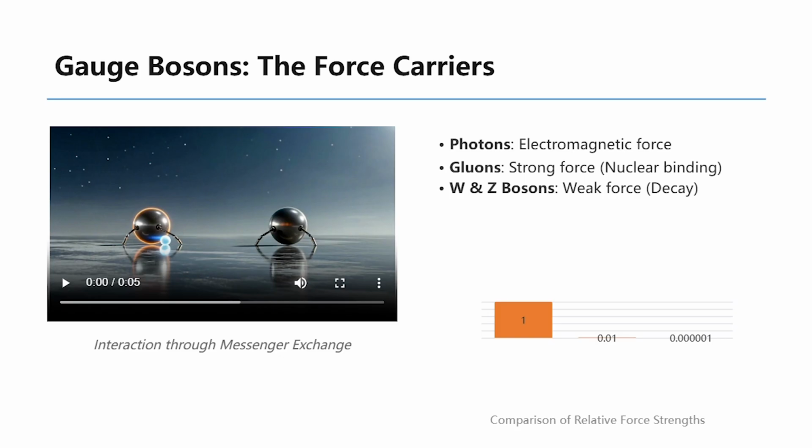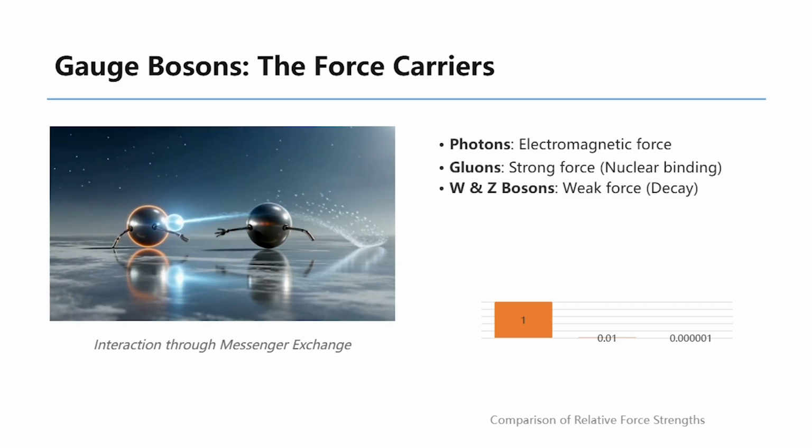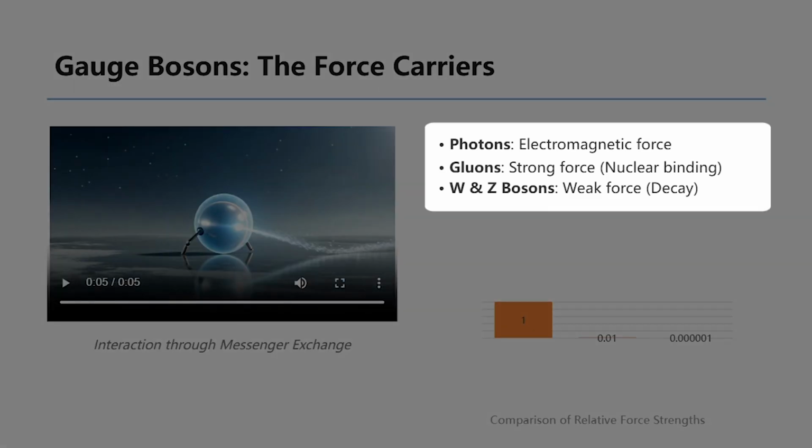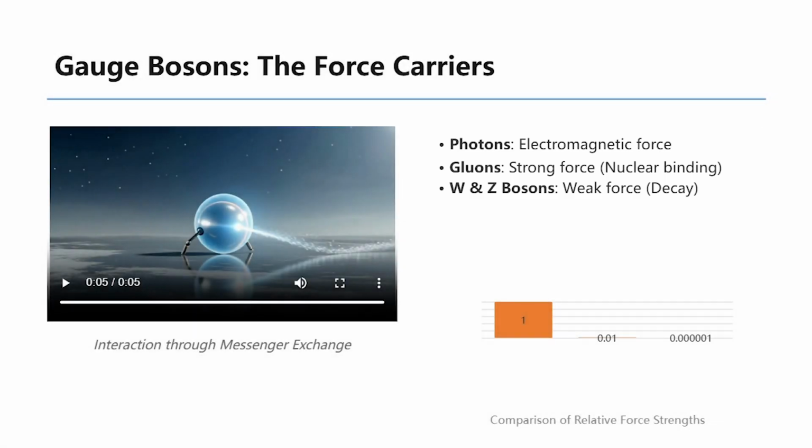Let's watch this short visualization to see how this exchange process actually works at the subatomic level between interacting particles. Particles transmit interactions by exchanging a quantum of energy, which is what we call a boson. As you can see, different forces have different messengers. Photons carry the electromagnetic force, while gluons act as the sticky force holding atomic nuclei together. The W and Z bosons manage the weak force, which is what allows radioactive decay to happen.